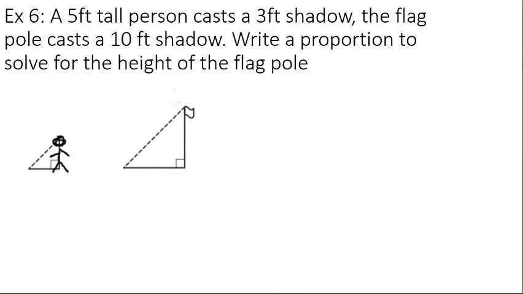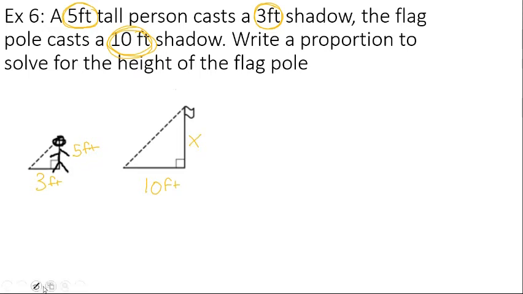We have a 5-foot tall person. So that means that this is 5. They cast a 3-foot shadow, which means that this is 3 feet right there. And it says the flagpole casts a 10-foot shadow. It says write a proportion to solve for the height of the flagpole. So we don't know how tall the flagpole is.